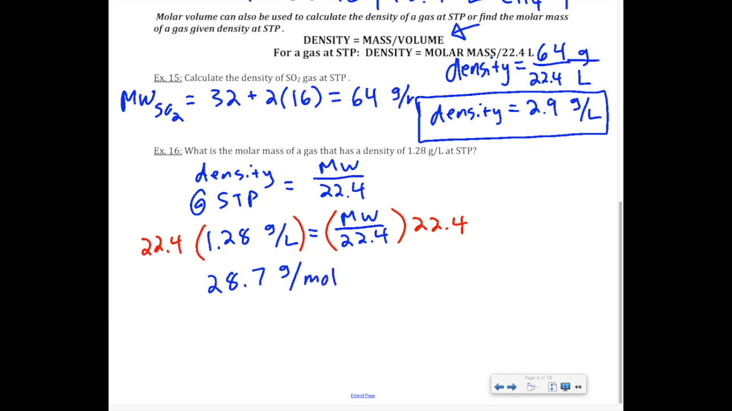Remember, that is the molecular weight or the molar mass. I hope I haven't confused y'all when I say molecular weight and molar mass. Molar mass and molecular weight are exactly the same. They are synonyms, but sometimes different teachers or different professors use different ones. So I hope that's okay.